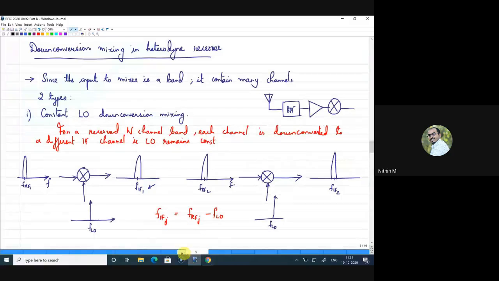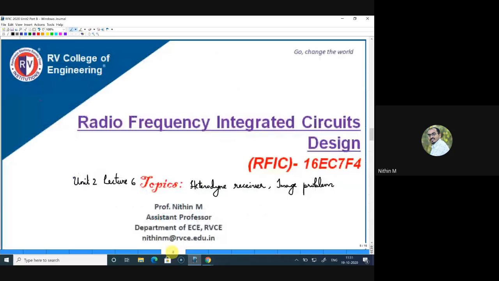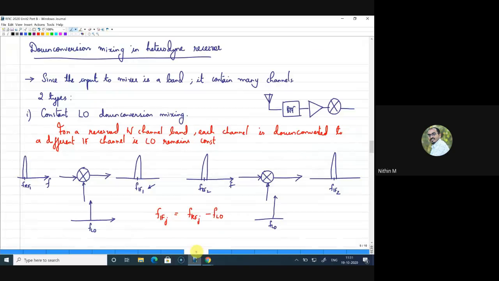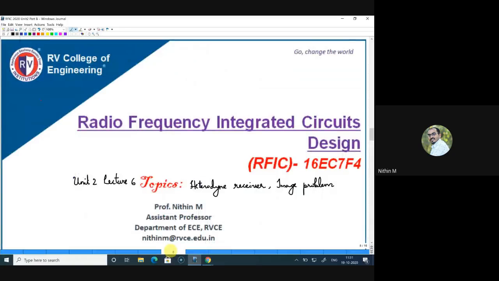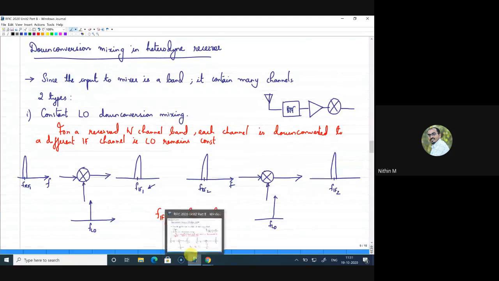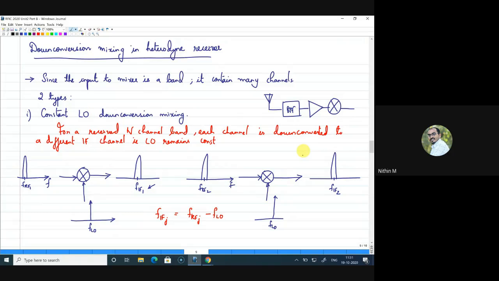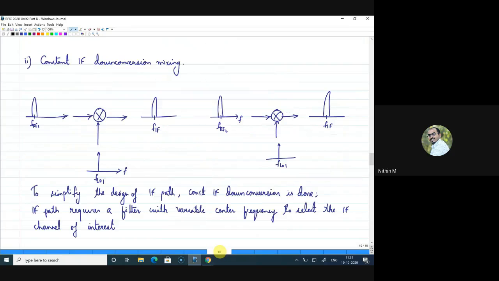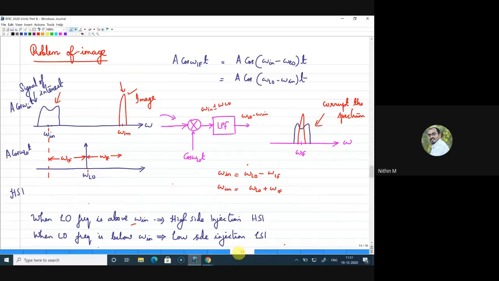So just to recap what we have done in the previous class, we understood heterodyne receiving, or the process of mixing or heterodyning. In the last class, we saw there are two ways we can do this heterodyning: one is constant LO and another one is constant IF heterodyning. We also stated that to simplify the baseband receiver path, we usually go for constant IF down conversion.